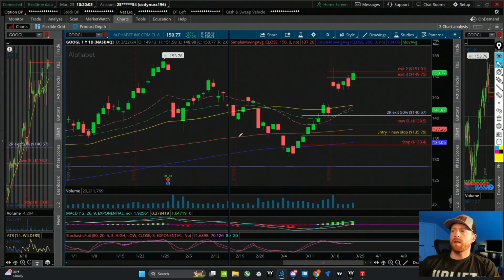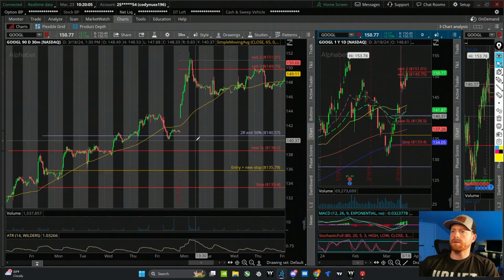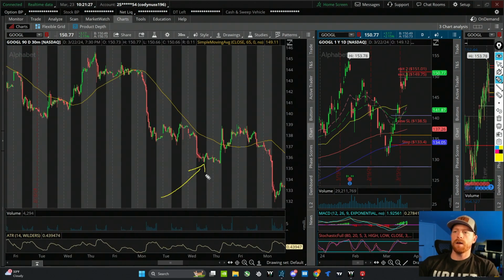So if I go over to the 30-minute, you'll see why I didn't enter this trade. This area right here would have been the day that price hit this 50 moving average over here. And you can see that price did rebound off of it, but we never made a new higher high. Even the next day after that, we made a higher low, but we made a lower high. So that right there would have kept me out of that trade.